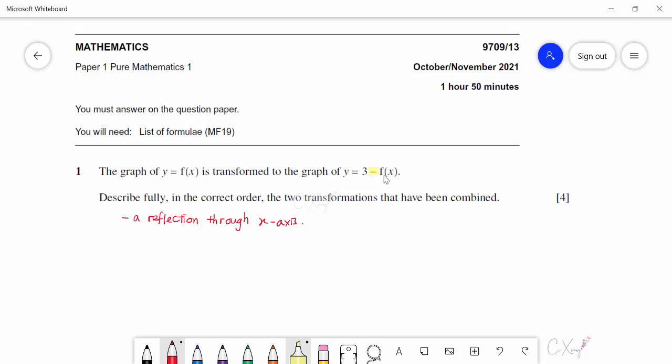That's the first transformation, and after that it is followed by a plus 3. A plus 3 is a translation, so you can write it as a translation in the y direction, moving the graph up 3 units. So this is what you have. Please take note that for this transformation, the sequence or order is important. The first step to transform the graph is a reflection, followed by a translation.